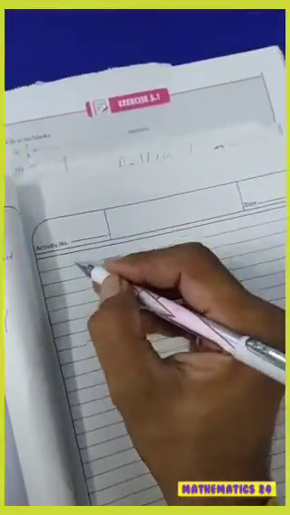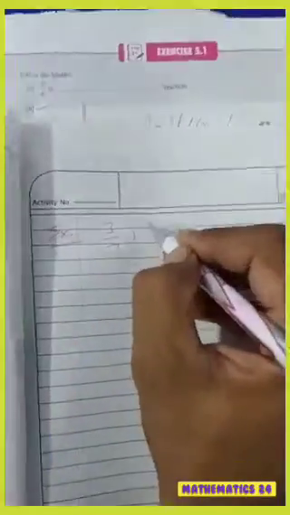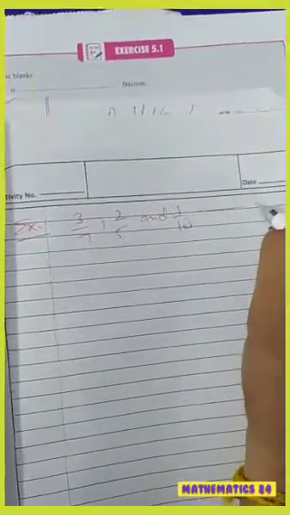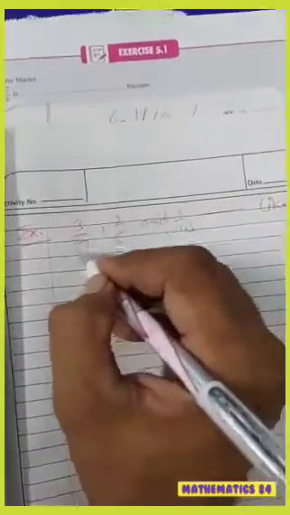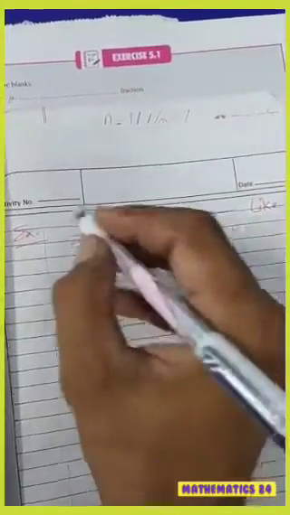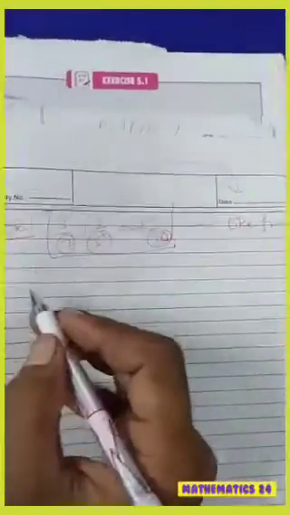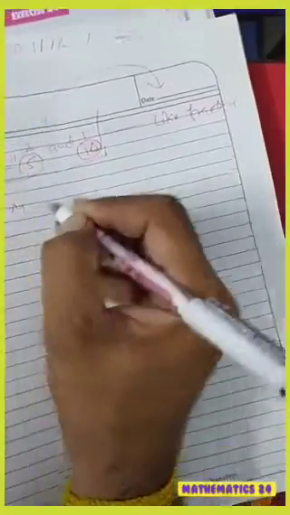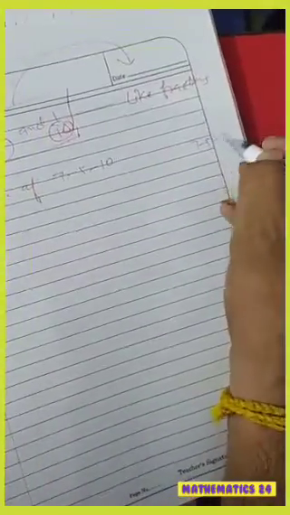Very important. For example, 3 by 7, 2 by 5 and 1 by 10, change into like fractions. You know that all denominators are different, so these are unlike fractions. We will convert them into like fractions. So what will we do? First of all, we will take the LCM of 7, 5 and 10.